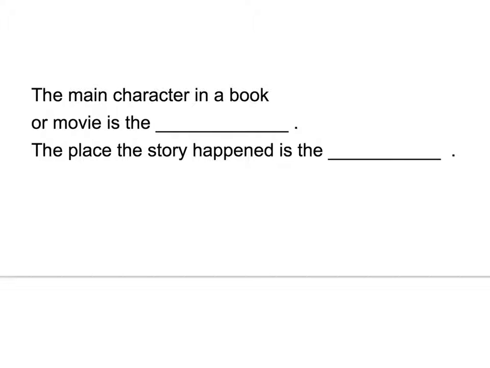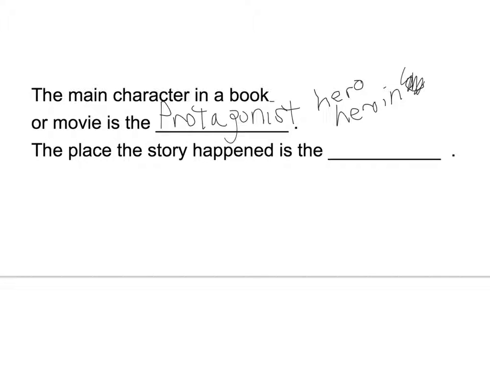So on this slide, the main character in a book or a movie is one word: protagonist. Protagonist. Another word might be, in some situations, a hero or a heroine. Now, I'm not sure. I think the heroine with drugs has an E on the end. I think this is heroine.